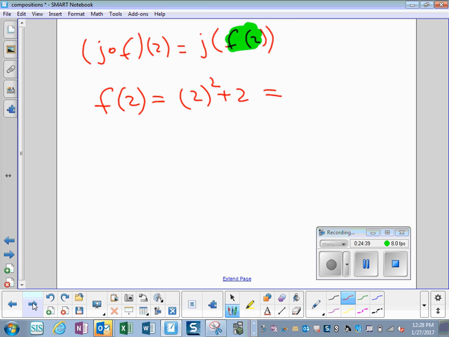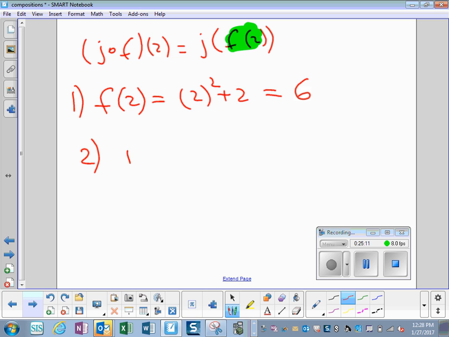I need to calculate j of f of 2. So what I'll do first, I'll evaluate f of 2 first, right? So that will be my step number 1. So my f of x is x squared plus 2. I'm substituting my 2 instead of the x there. And my answer is, what is it, 2 squared, 4, plus 2 is 6, correct? Right? So 6 is the new argument for my j.